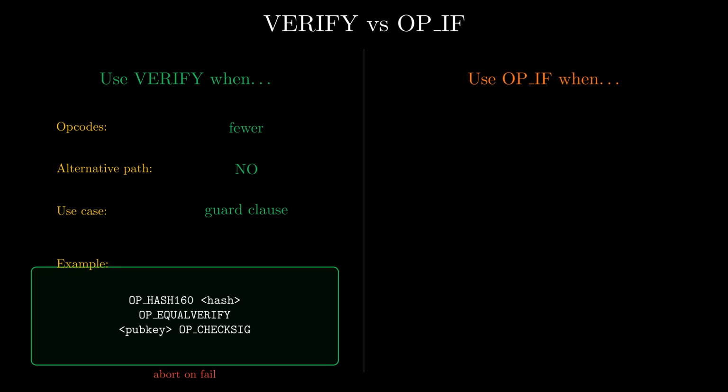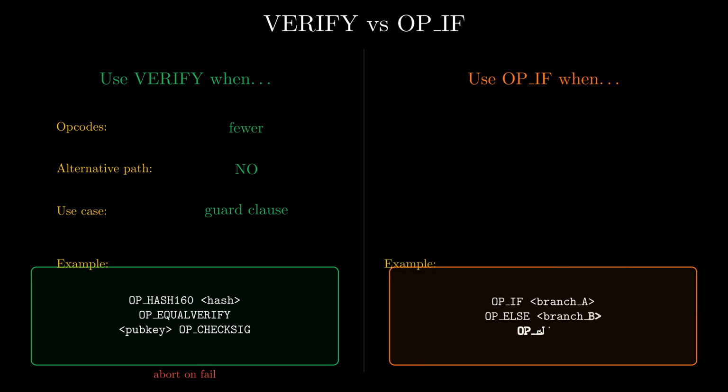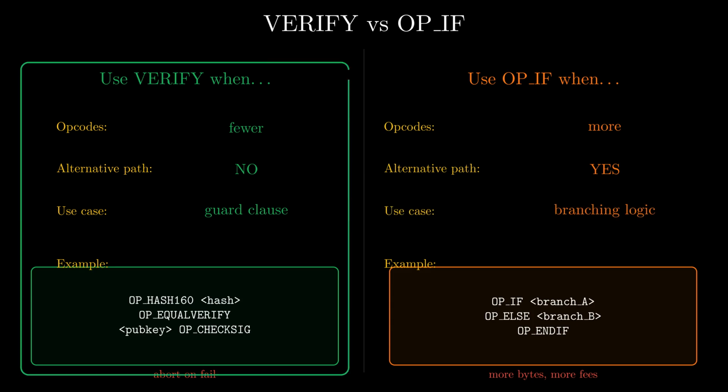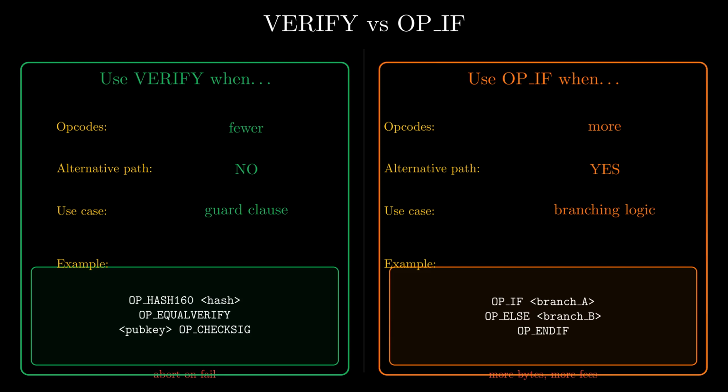EQUALVERIFY checks the hash and immediately aborts if it doesn't match. No else branch. Compare this to an OP_IF version. Same logic, but you'd add an explicit OP_TRUE comparison and an ENDIF. 2 more opcodes, more bytes, more fees. Rule of thumb: use verify when failure should kill the script. Use OP_IF when you genuinely have alternative branches.